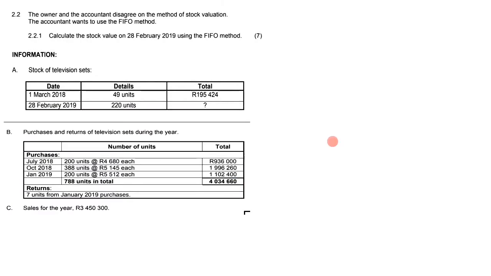Then 2.2, the owner and the accountant disagreed on the method of stock valuation. The accountant wants to use the FIFO method. So 2.1.1, calculate the value of closing stock. We are now using the FIFO method.